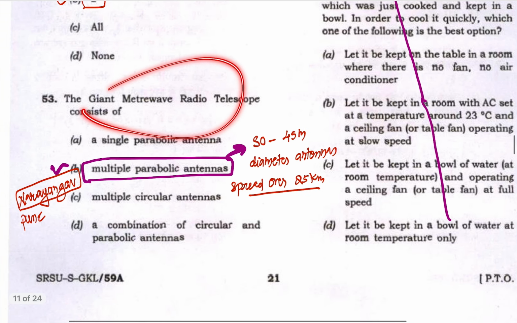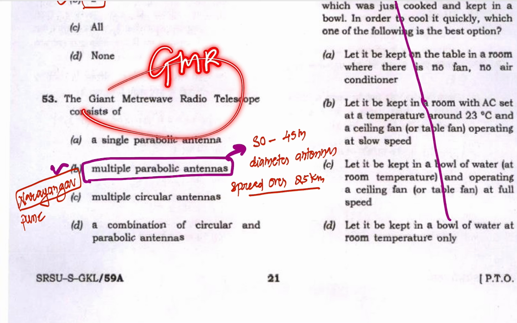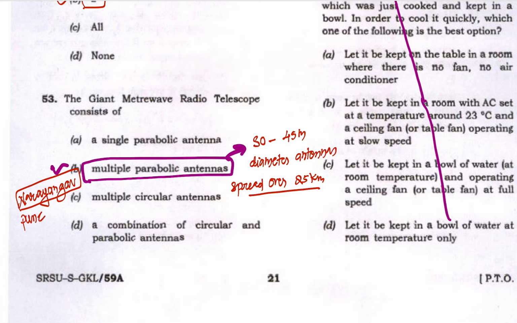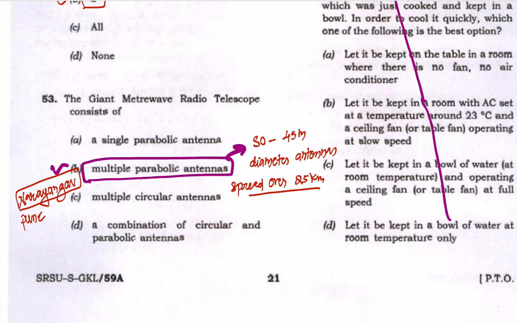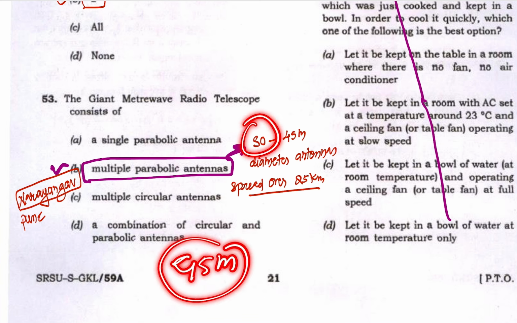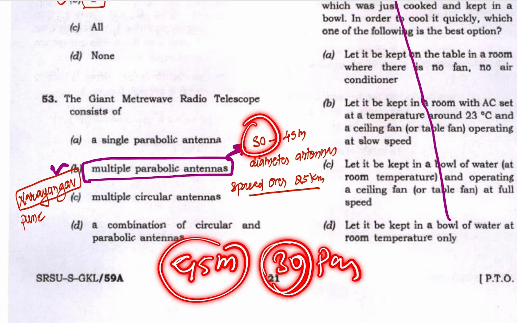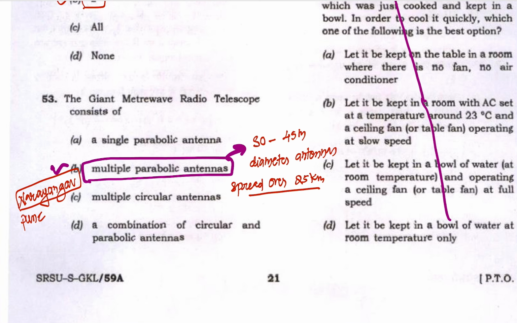Now this is GMRT in Pune, Narayangaon. So GMRT has multiple parabolic antennas spread over 25 kilometers, and it has around 30 parabolic antennas, each with a diameter of 45 meters. So that is about GMRT, Narayangaon, Pune.